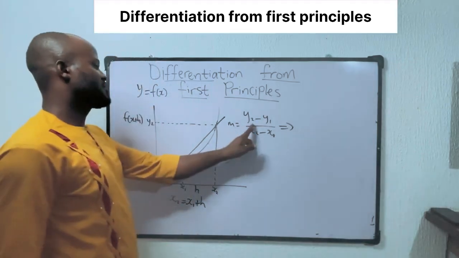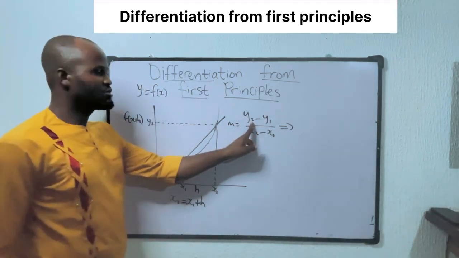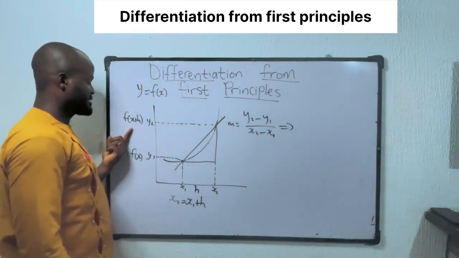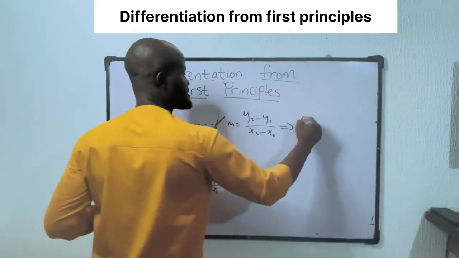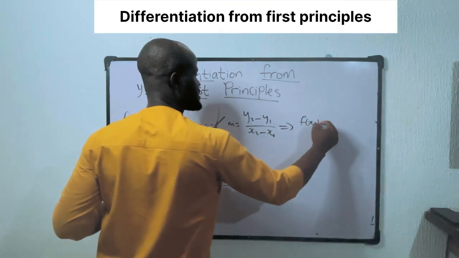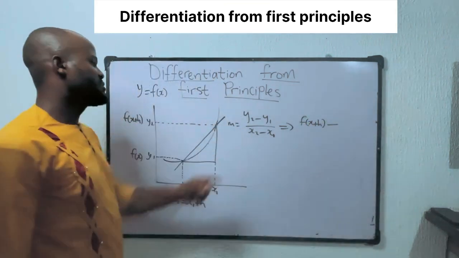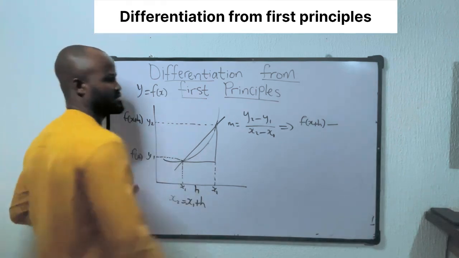Now, what is the value of my y2? What other notation does this y2 represent? It represents f of x plus h. That is f of x plus h. All right? Minus, what does my y1 represent? It represents f of x.